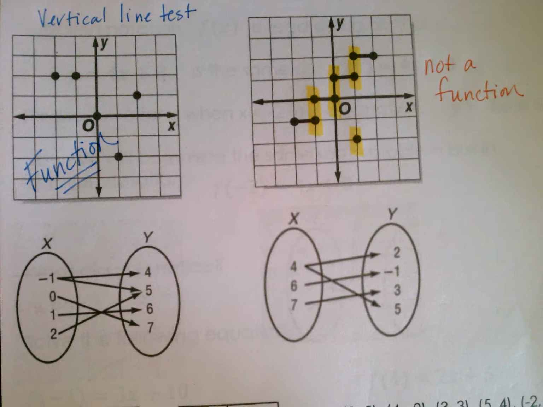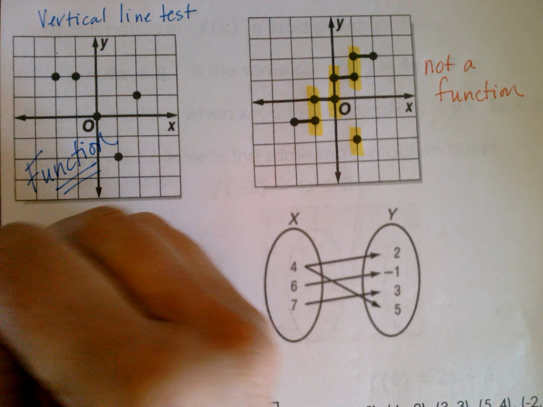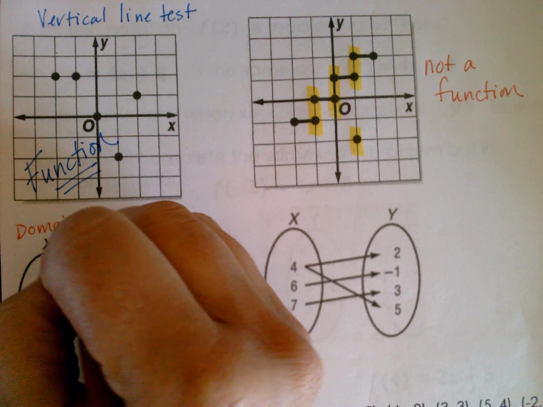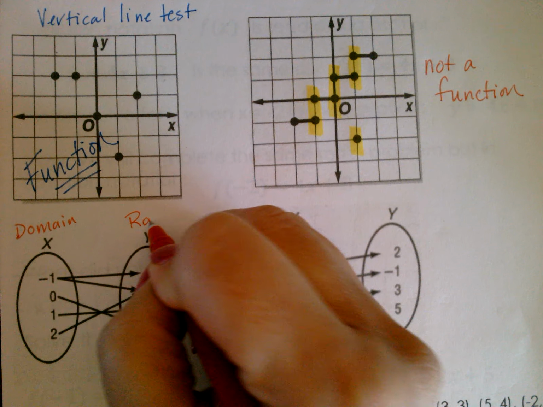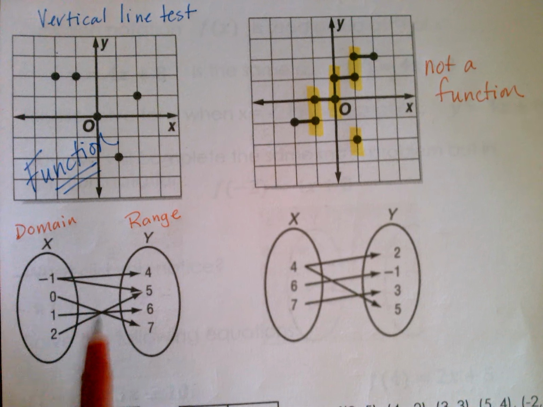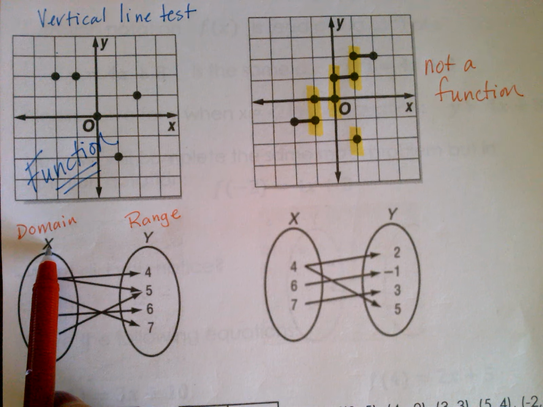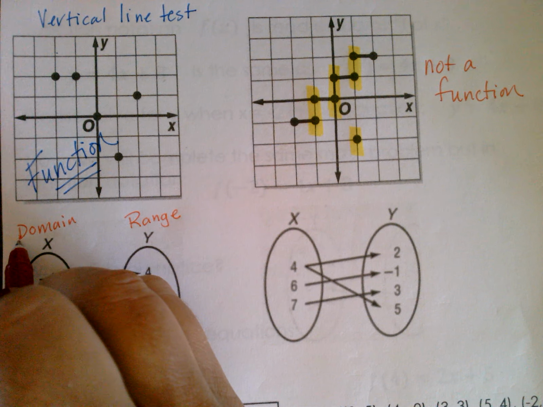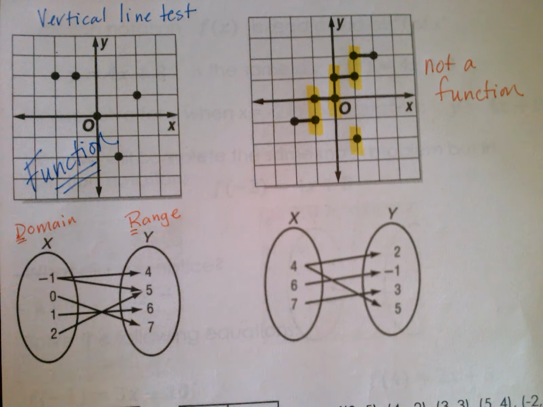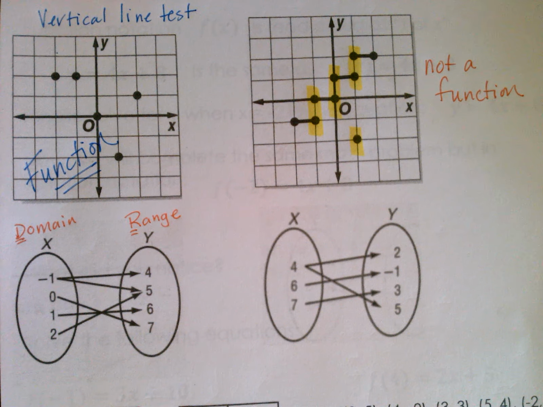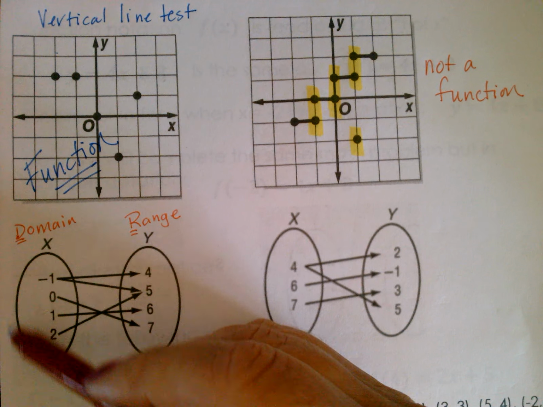Same rule applies when I give you a map. Just to review vocabulary, that is considered the domain. Y is the range. I always remember with X comes before Y in the alphabet, just like domain would come first in the dictionary. So when I do this, I simply just look at my ranges.